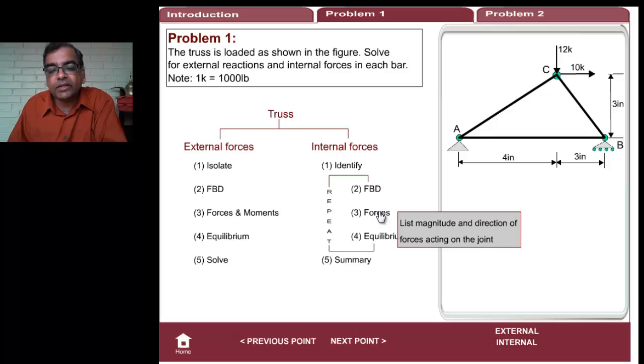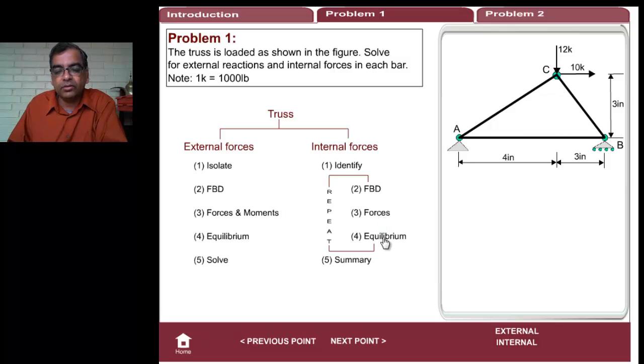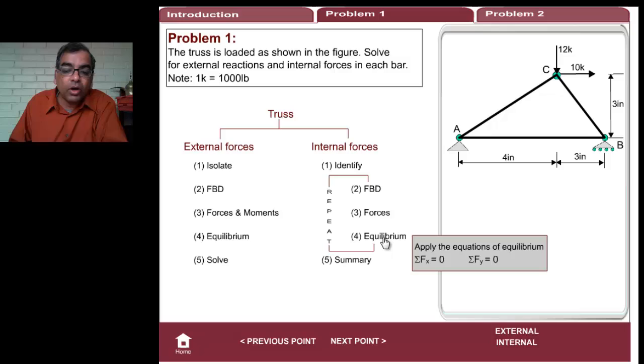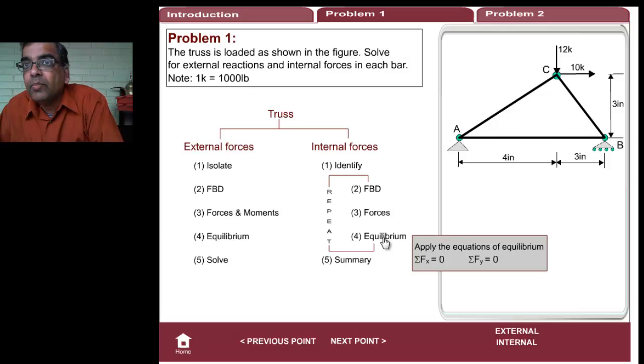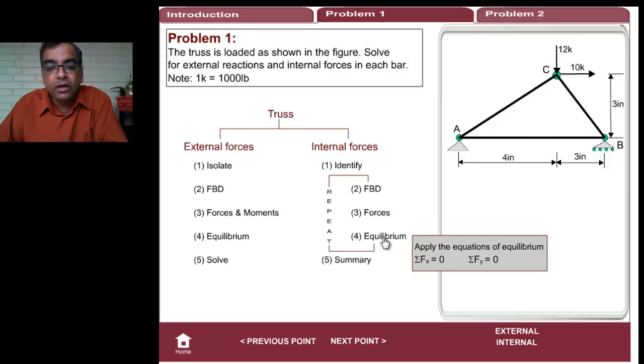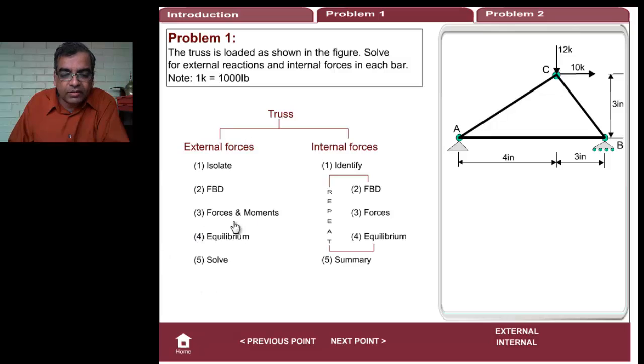List the magnitude and direction of the forces acting at each joint. Use the equilibrium equations. Notice there is no moment, because at the joints all the forces are acting through a single point, so our life is easier. Moments show up only for this. Notice it says forces and moments here, whereas here it says only forces. So learn how this goes.